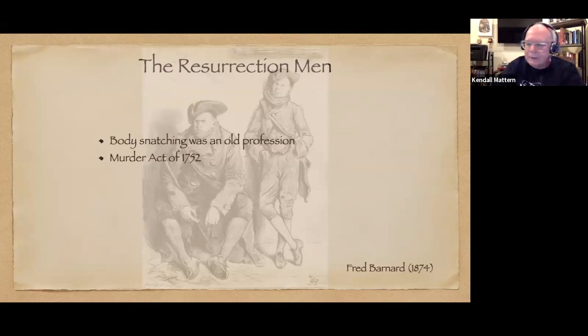In Great Britain specifically, you have in 1752 the Murder Act, and the Murder Act prevented murderers from being properly buried in sacred ground, and so in many cases, not all cases, a convicted murderer was publicly dissected so that the people could watch.